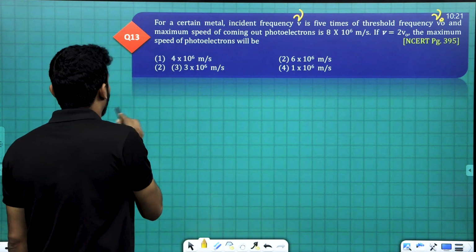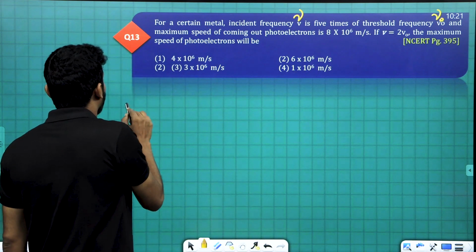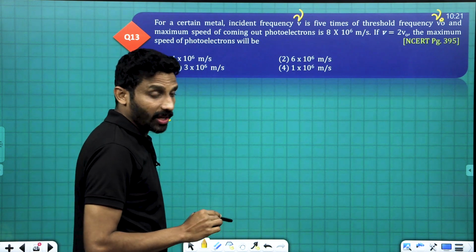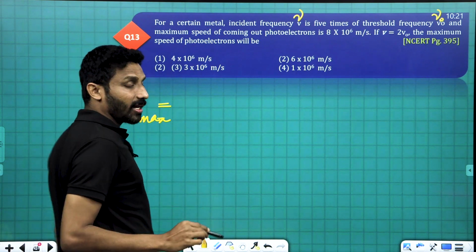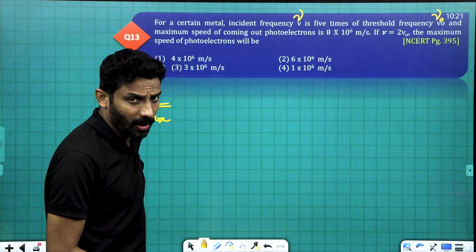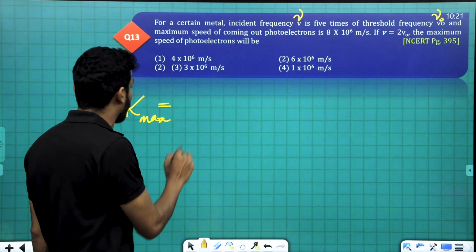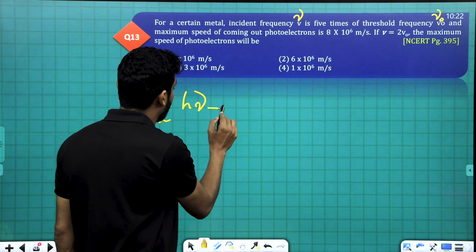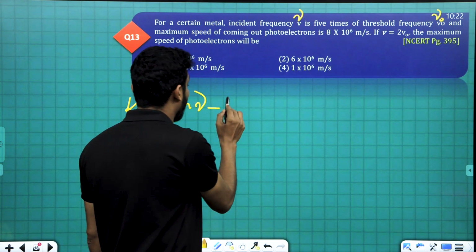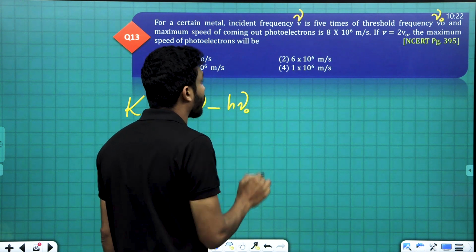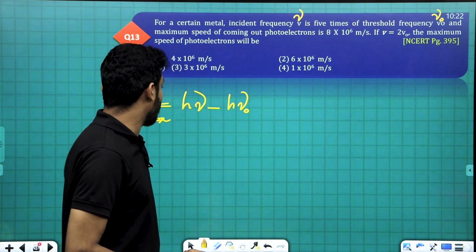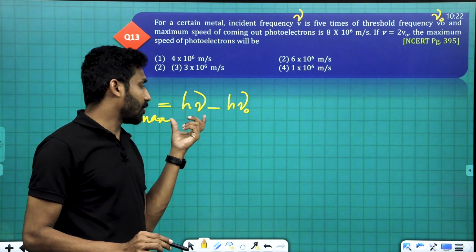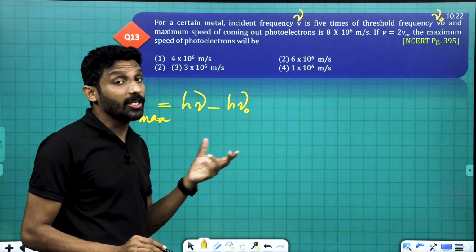See, we have Einstein's famous photoelectric equation: Kmax, the maximum kinetic energy of the photoelectrons emitted from the metallic surface, is equal to the energy of the incident radiation minus the work function. Work function means h nu naught, where nu naught is the threshold frequency. This is the very famous Einstein's equation for which he was awarded the Nobel Prize.